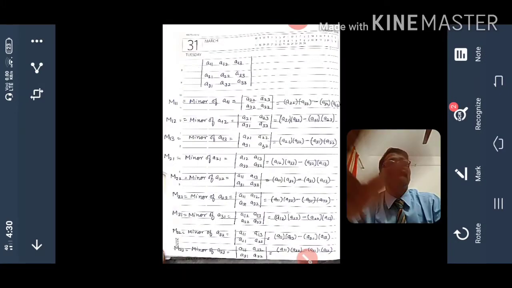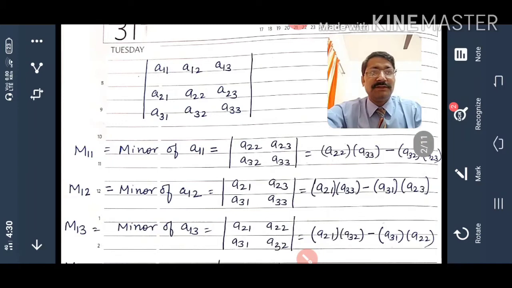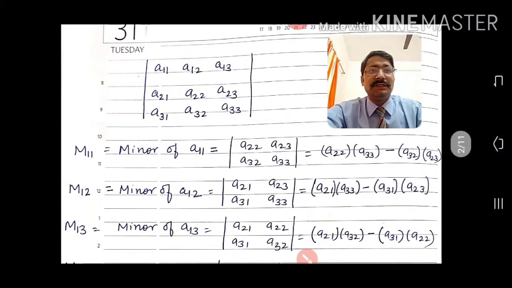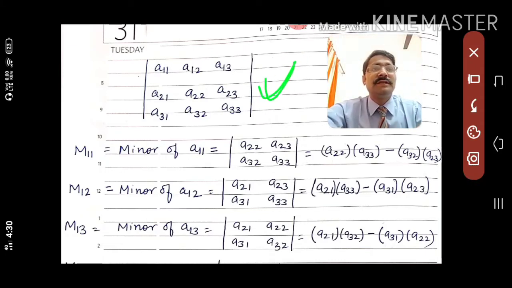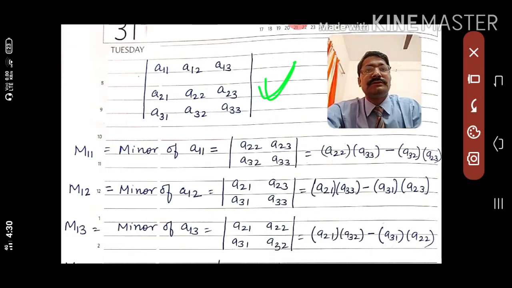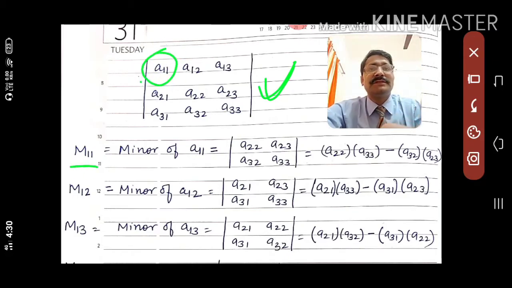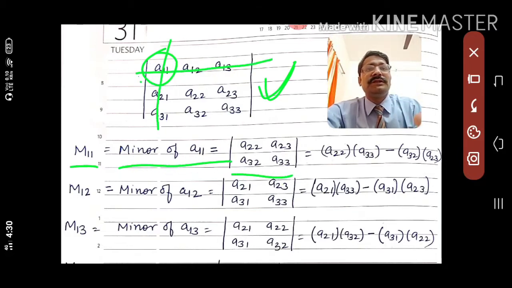Now the next question will be, find the minors for a 3 by 3 determinant. For a 3 by 3 we will have a total of 9 minors. And how can we find the 9 minors? You can check. This is a 3 by 3 determinant given to you, and this is M11. M11 means the first row, first column element, the minor of a11. You will not take the first row and first column, so the remaining are a22, a23, a32 and a33. You will write these elements here. This is a 2 by 2 determinant. How do we solve it? We do the cross product.